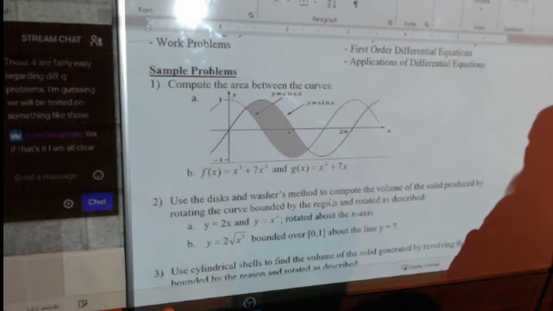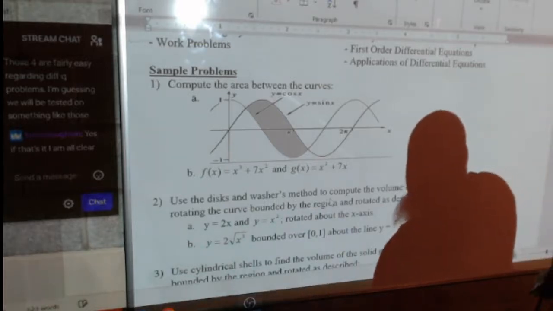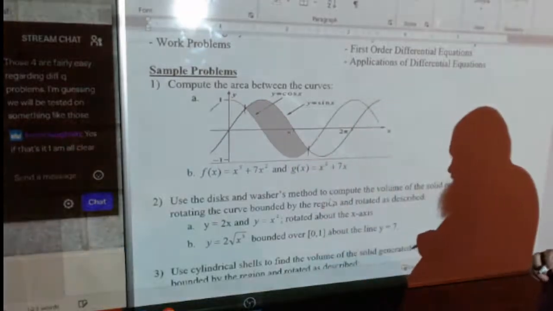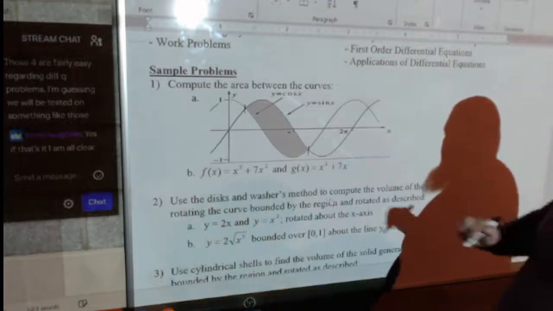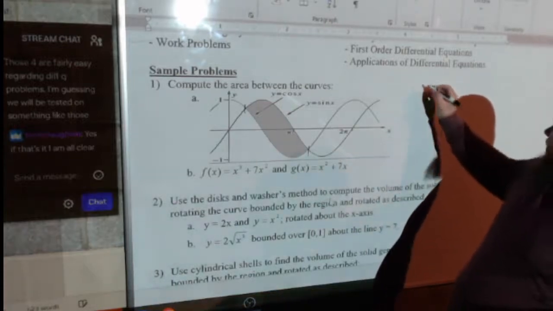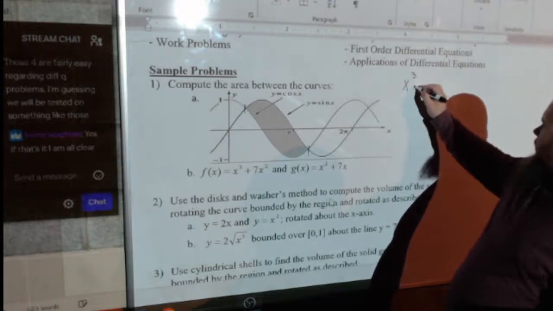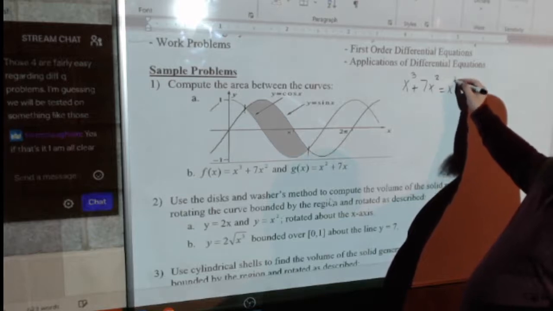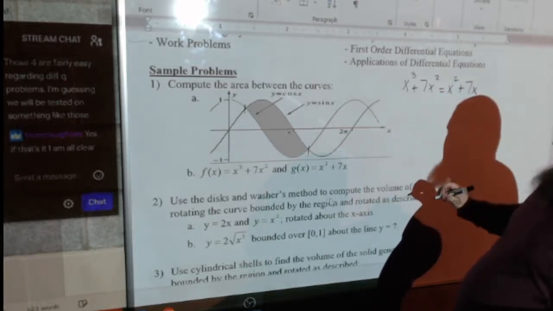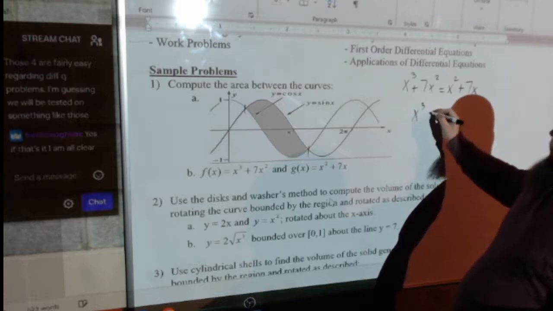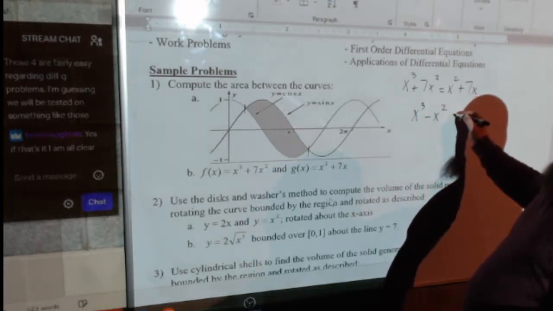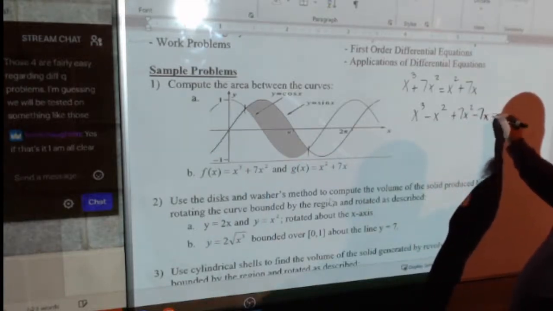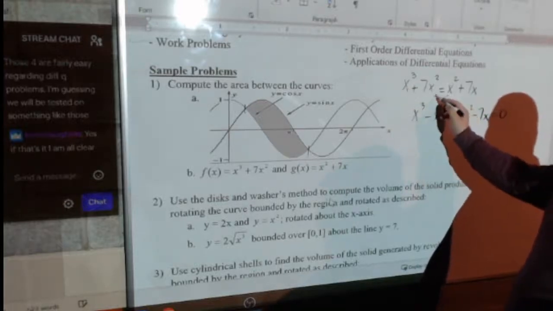So compute the area between the 2 curves, the area pictured. So we need to find that point and that point in order to do that. The 2 functions are given, so the first thing we would need to do is set those 2 functions equal to one another. So let's say we get x cubed minus x squared plus 7x squared minus 7x if we move everything over to this side.